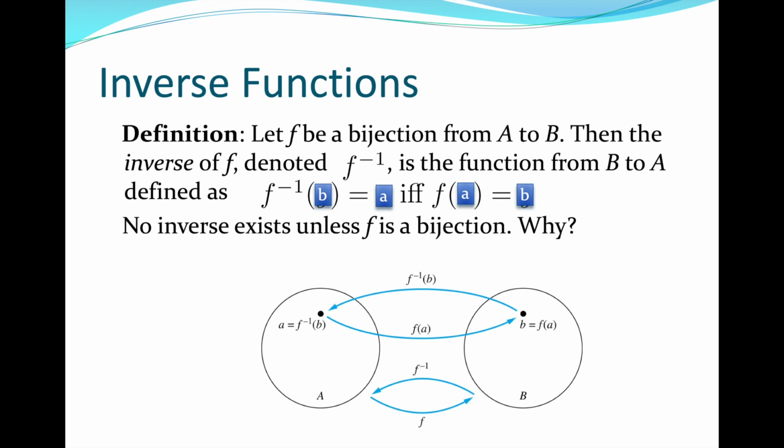Right, so let's proceed. These are the definitions of the inverse function. Let f be a bijection from A to B. Then the inverse of f is the function from B to A, defined as f inverse of b equals a if and only if f(a) is equal to b. No inverse exists unless f is a bijection. Why? So this diagram here illustrates what an inverse function is.